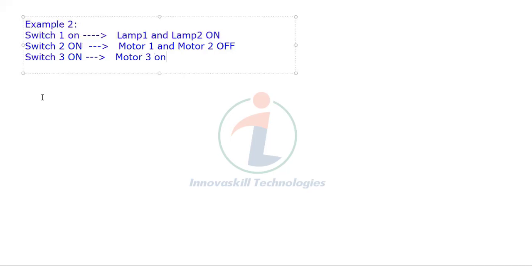So now for this, we'll see how to do the program. First we have to check the total number of inputs and outputs. Totally in this we have 3 inputs and 5 different outputs. Then we have to check whether to use NO or NC for the inputs.